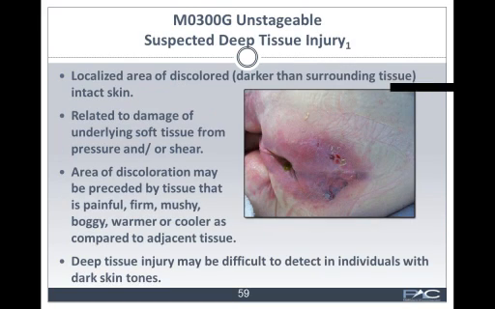And then SDTI, this is where I do believe we've certainly had some more confusion than ever over the last several years. And it is a little difficult to differentiate sometimes, and you just need to be consistent with your documentation. The localized area is generally discolored. It's darker than the surrounding tissue. The skin is intact. It's generally related to damage of underlying soft tissue from pressure or shear. Area of discoloration may be preceded by tissue that is painful, firm, mushy, boggy, warmer, or cooler. And that's why I mentioned earlier on, it's very important to make sure that you're touching the surrounding area rather than just doing the visual.